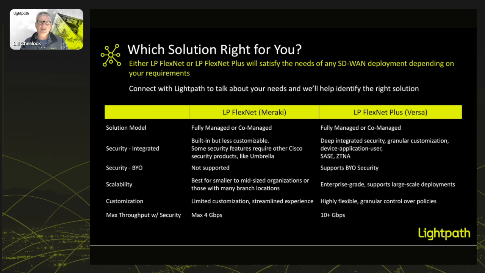That goes into the decision of which solution we would offer. In terms of customization, again, the FlexNet Plus solution based upon Versa has a high level of granularity. So we could get very specific with things like traffic flows or access points or regions where data flows should be coming or going, as well as applying cybersecurity features to that. So there's a lot more customization that can be facilitated in our FlexNet Plus offering.